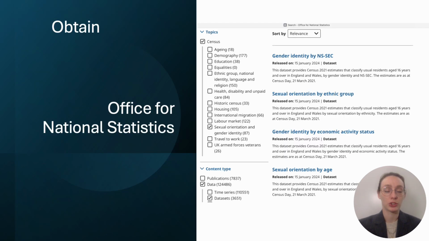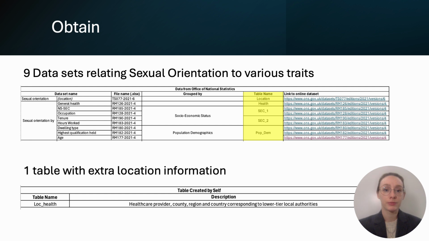So the first step was to choose which data I wanted to use, and as I was browsing, I was intrigued at the scope of data gathered around sexual orientation. I downloaded 9 different datasets from the 2021 census, relating several variables to sexual orientation. I also made a table with locational information to combine with the original data, creating 5 different tables to base the dashboard on.